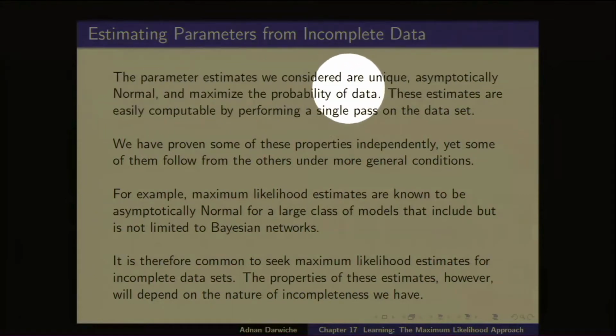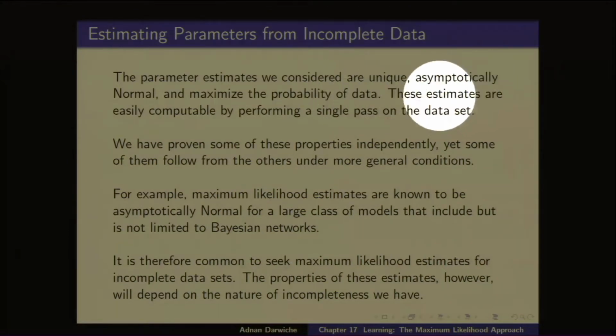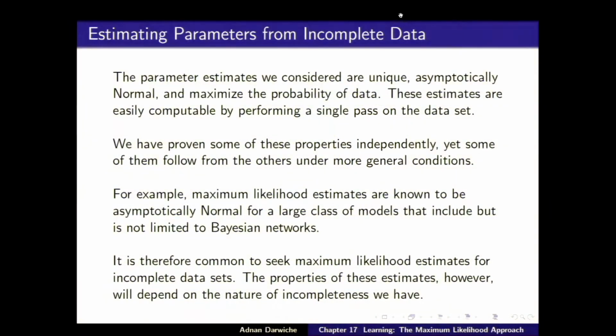They maximize the probability of the data. And as I mentioned, they can be easily computed by performing a single pass on the data set. So we started by defining these estimates as the ones we obtained from the empirical distribution, but then we stated the further properties, and the proofs are in your book.